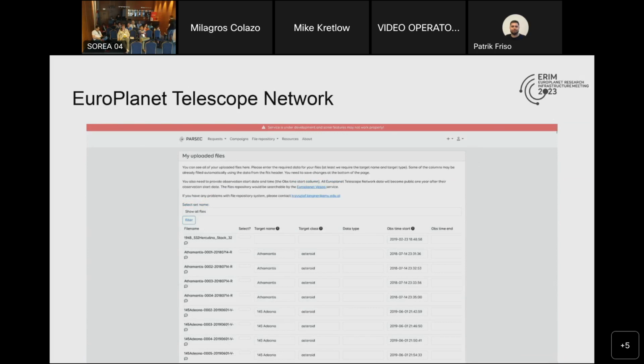And here you can see the example of uploaded files. Files are grouped into datasets. So if you have observations of some object from one night, you put all the FITS files into one dataset, and you can manage those files through that service also. Providing some metadata, to help us prepare the data that you send us to be visible through VESPA.